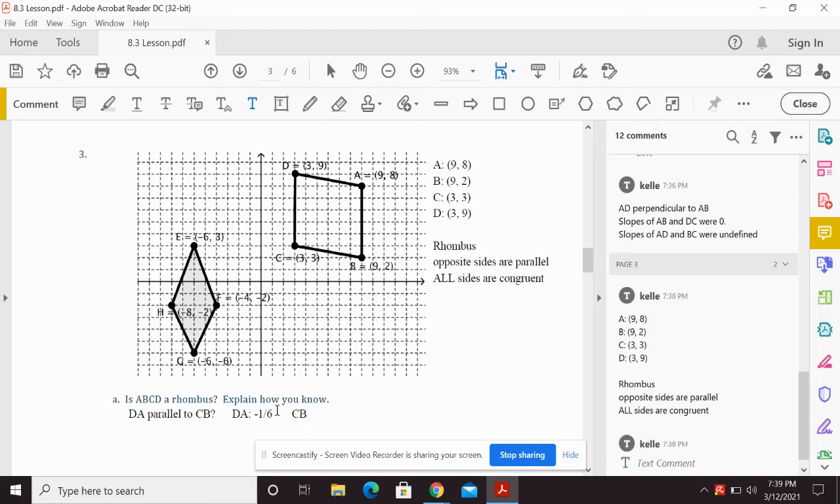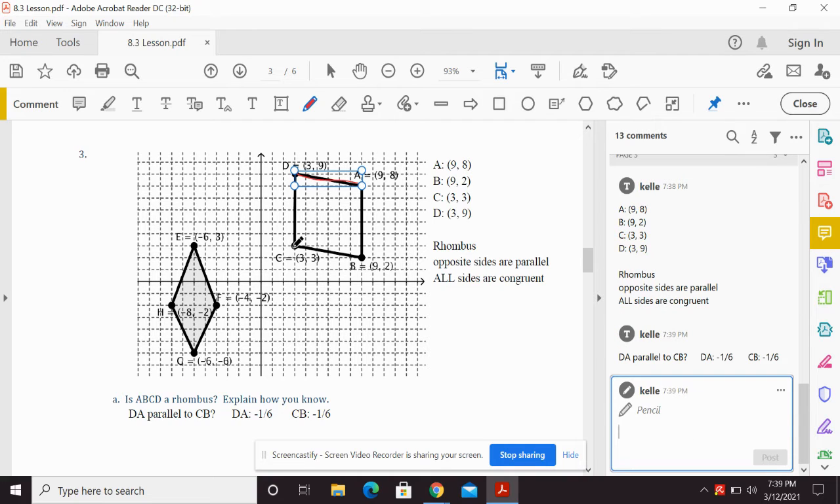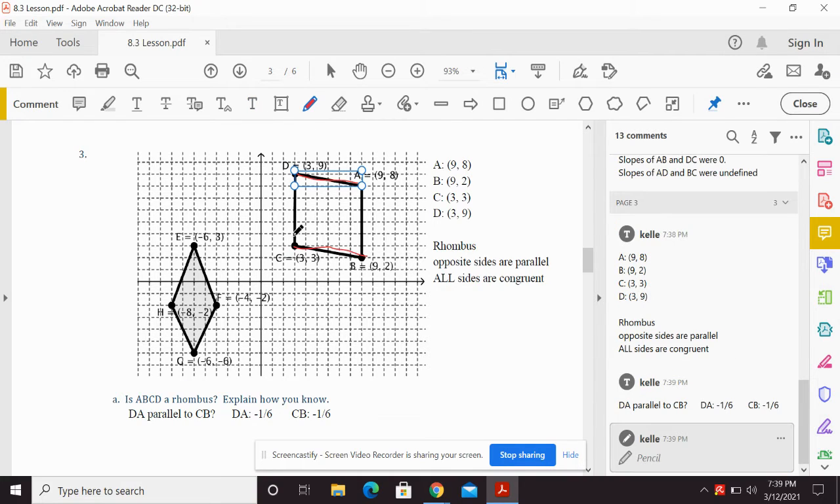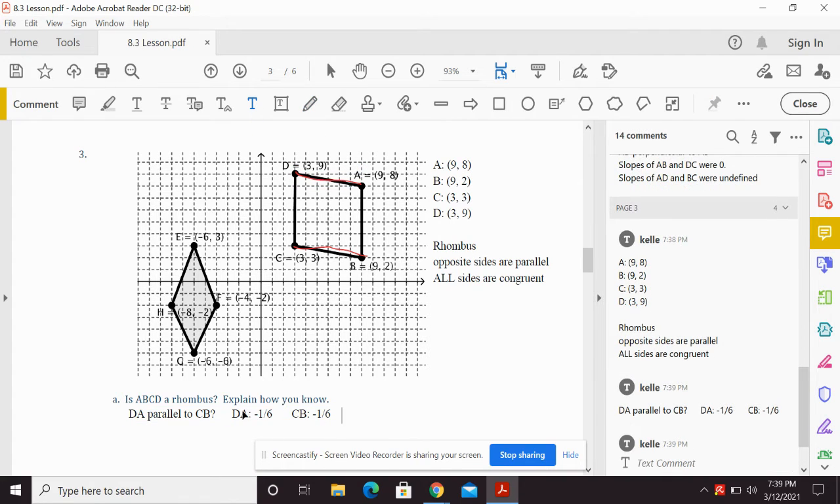What about my slope of CB? Change in y, I'm going from 3 to 2. That's negative 1 over my change in x. I'm going from 3 to 9. Oh, it's the same. So it's also negative 1 over 6. My slopes are the same. That means this line is in fact parallel to this line. Okay, DA is parallel to CB. Now we need to try the other set of lines.